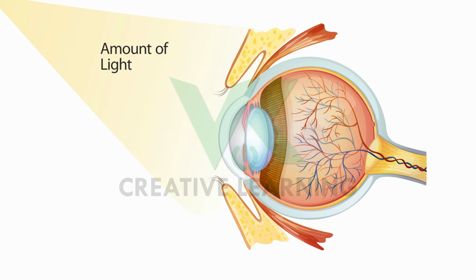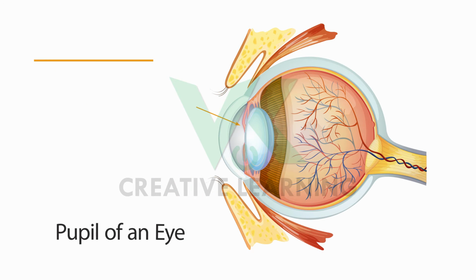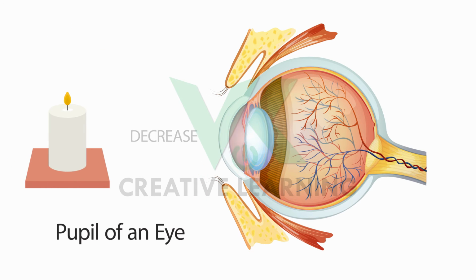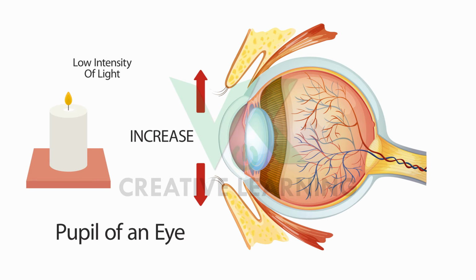Now, here we can understand the pupil of an eye through an activity. Pupil is a hole in the middle of the iris. Let's take the example of the sun, which has high intensity of light, so the pupil size will decrease. Now, let's take another example of a candle. Here low intensity of light will increase the size of the pupil.